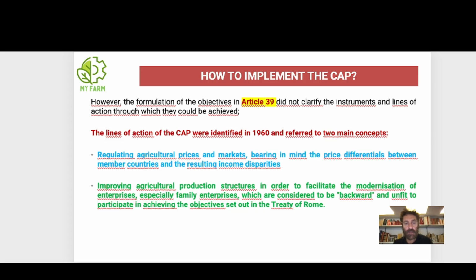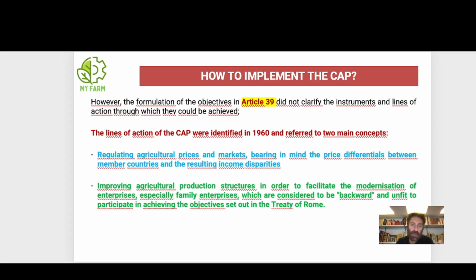Then, the policy was based on 3 main principles. The unity of the market, so ensuring, as we pointed out before, the free movement of agricultural products within the European Economic Community. The community preference, so protecting the internal EU market with a common external tariff on imports. And financial solidarity, creating the European Agricultural Guidance and Guarantee Fund to finance the policy centrally from the community budget.